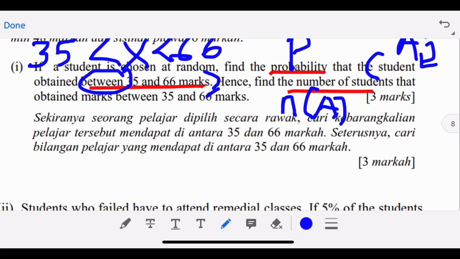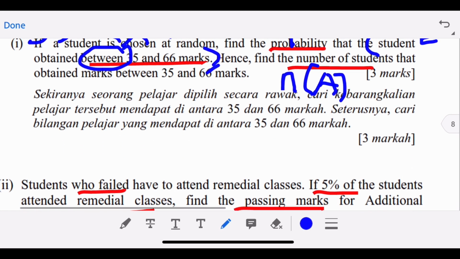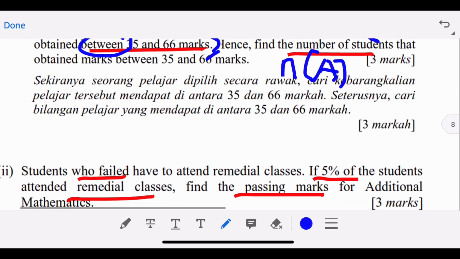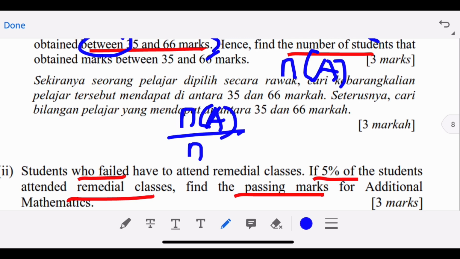Now we are going to proceed to the next one. Students who fail have to attend the remedial classes. This is the last part. We'll come back to number 2 later on. Now, as you know, we have the sample space, right? So the number of the sample space is equal to 180. The moment you see they ask you to find the number of events, you quickly write down this formula: number of event A over number of sample space is equal to the probability of event A.